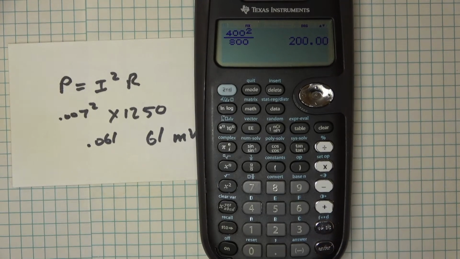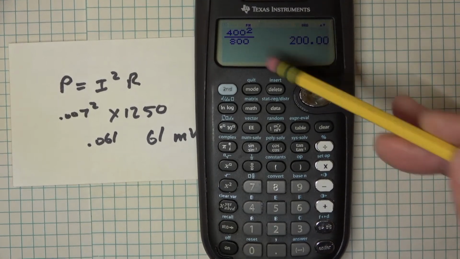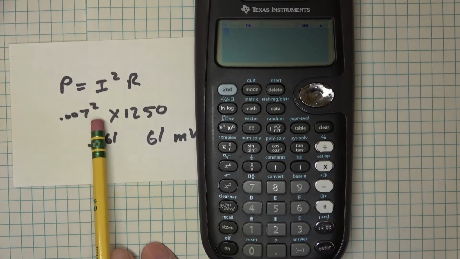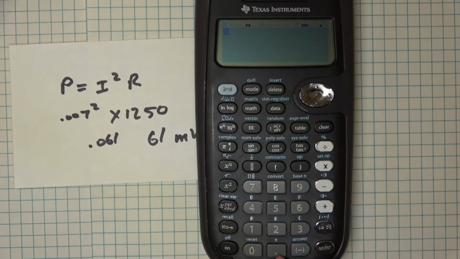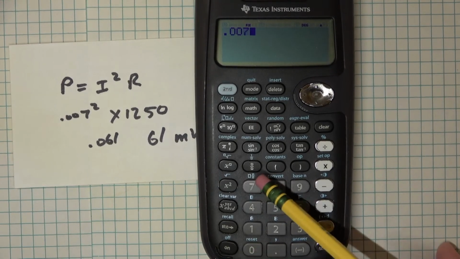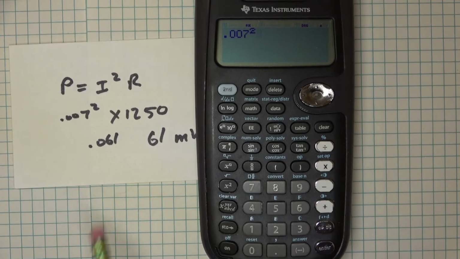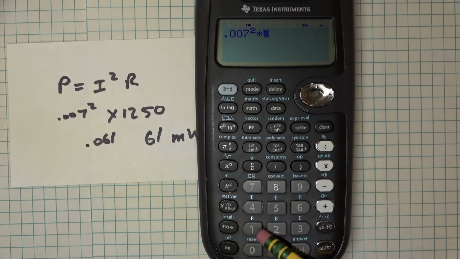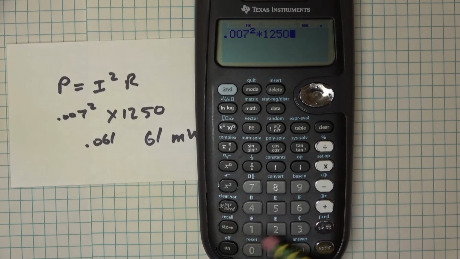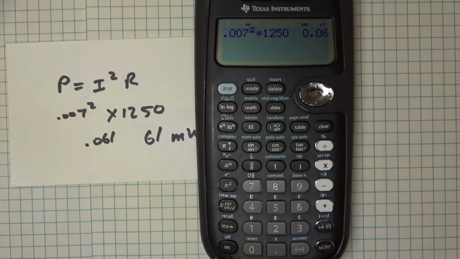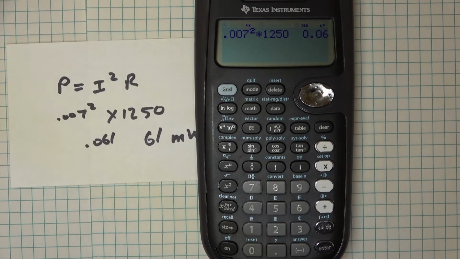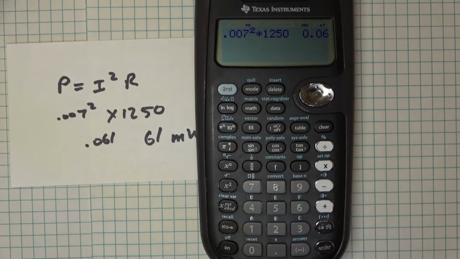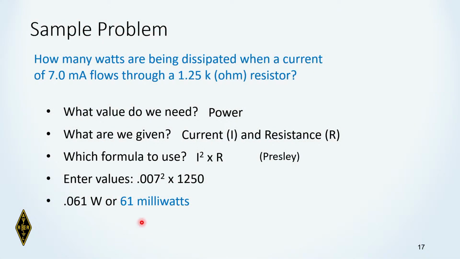So the first thing we want to do is clear the calculator because it's got junk in there already. So we're going to do 0.007 squared. So here's a decimal point, 0.007 squared times 1250. So we've got to use the multiply key here, times 1250, enter. And we get 0.06. So let's go back to the presentation. And that looks like it's the right answer.